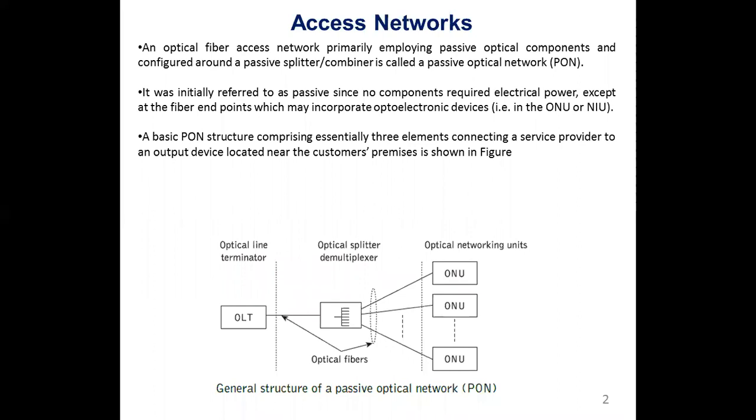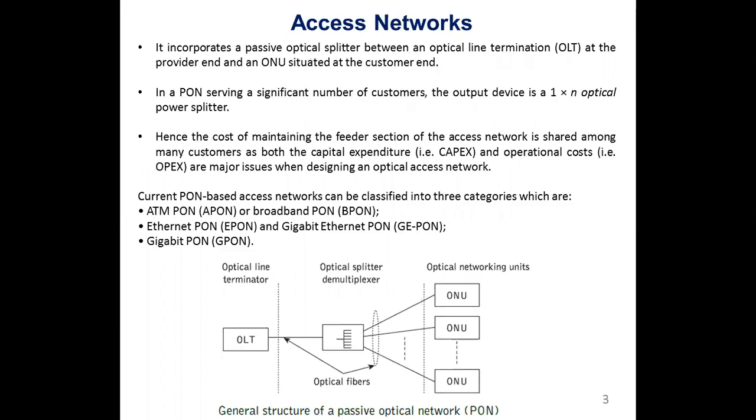And a basic PON structure comprises three elements. This will connect a service provider to an output device, which is located near customers' premises. You can see there is an optical line terminator, a splitter or demultiplexer, and the optical networking. So that is the slide we had discussed yesterday.